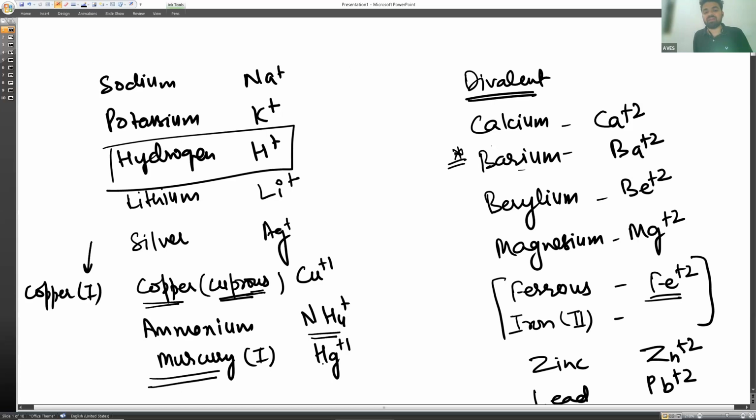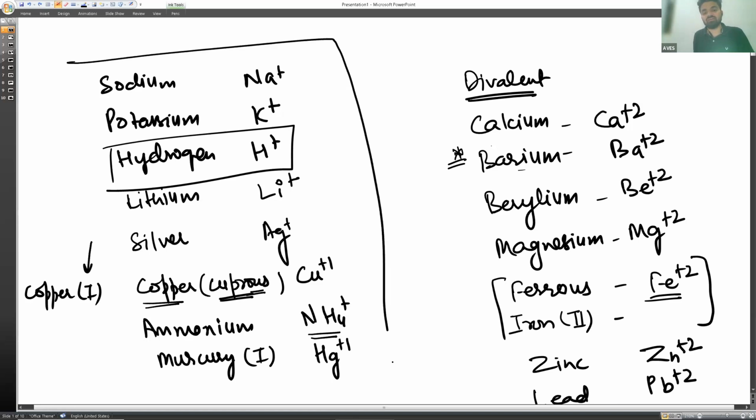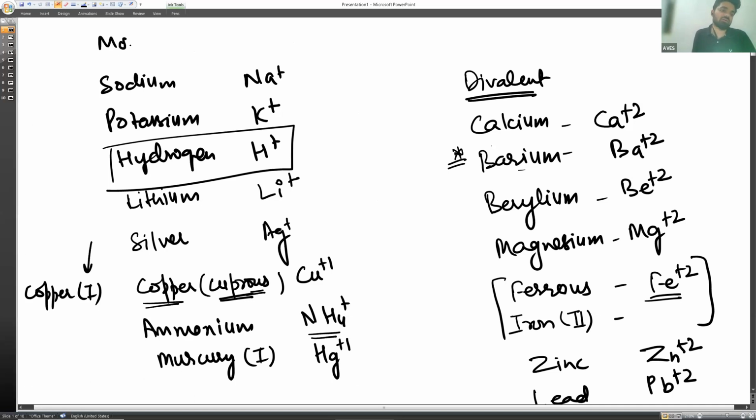Then we have mercury, Hg, 1 positive. So please note down all the formulas that have 1 valency. Okay, write it down. These are monovalent. Monovalent. Note it down.